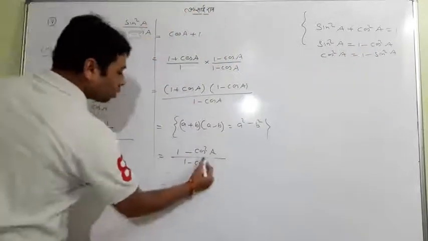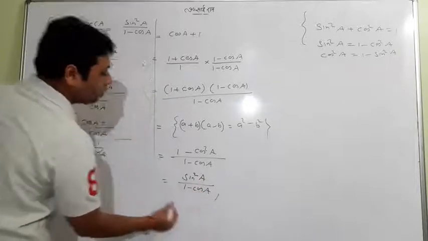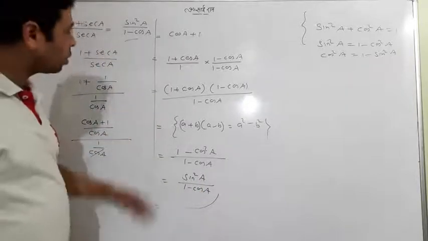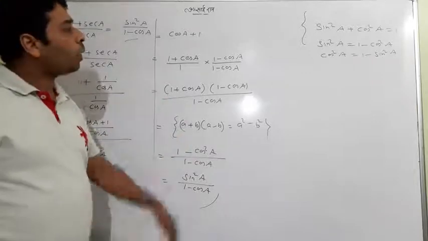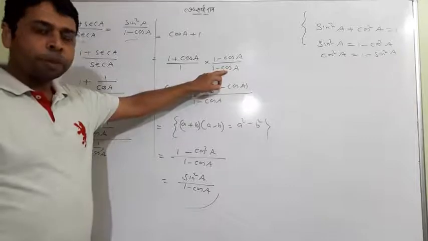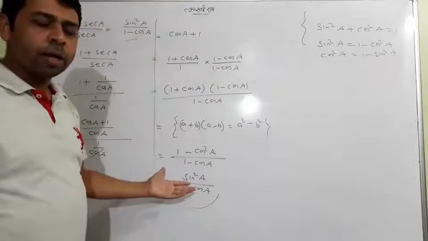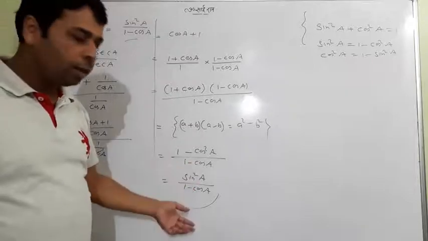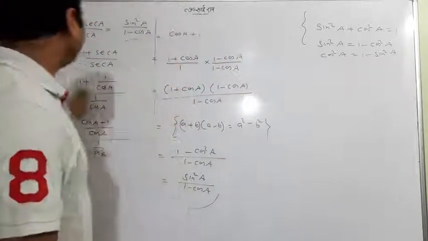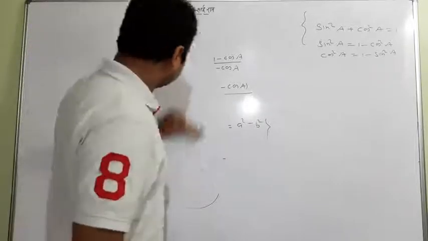So instead of 1 minus cos square a, I will write sine square a upon 1 minus cos a, which is nothing special. It is actually the right hand side. So how did I create it? Just by dividing and multiplying by 1 minus cos a. We created 1 minus cos a in the denominator side, and then whatever I did, you have already seen. Do it on your own, you will get it also. Okay, let me rub this.